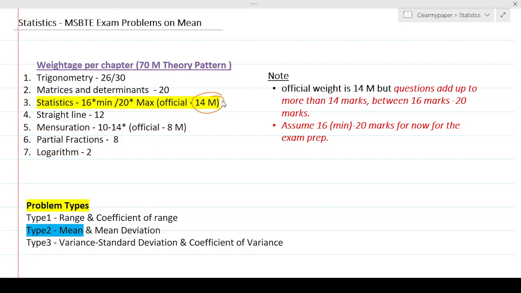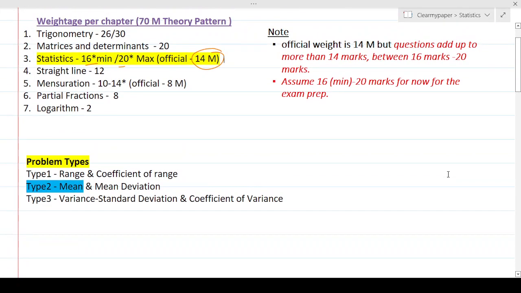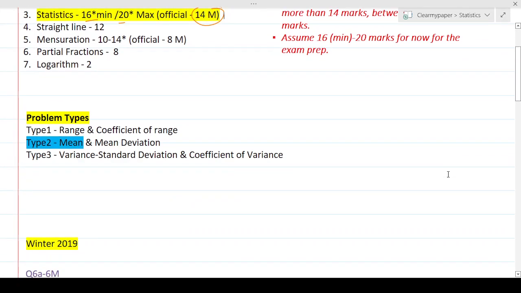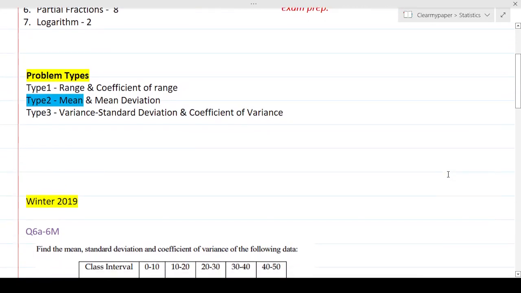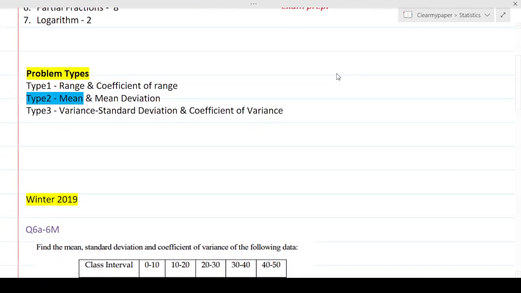But typically, if you see in the examination in any paper, at least for the last 4 years, you will see anywhere between 16 to 20 marks. So just keep that in mind. And all the problems within the overall topic of statistics can be divided into three types from an exam standpoint, like I discussed in the opening video. And here today we are going to talk about the mean.